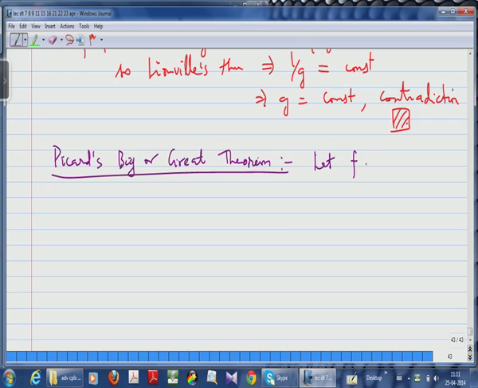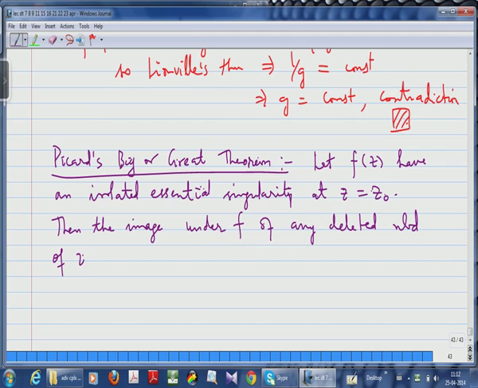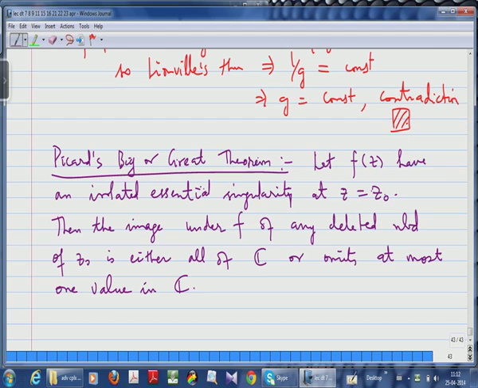Let f of z have an isolated essential singularity at z is equal to z naught, then the image under f of any deleted neighborhood of z naught is either all of the complex plane or omits at most one value in C. So this is Picard's theorem, okay.